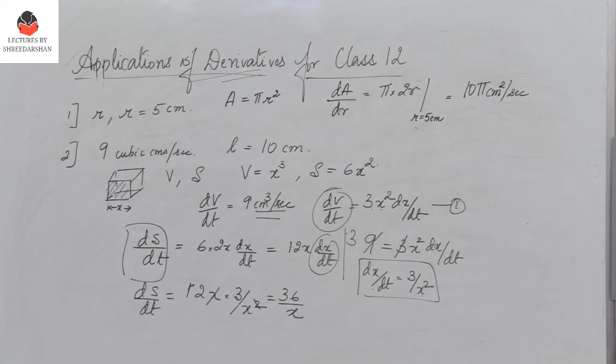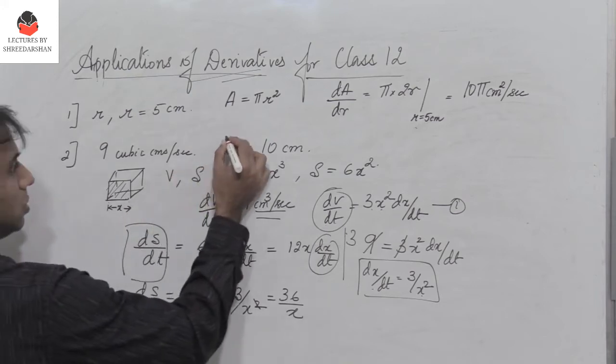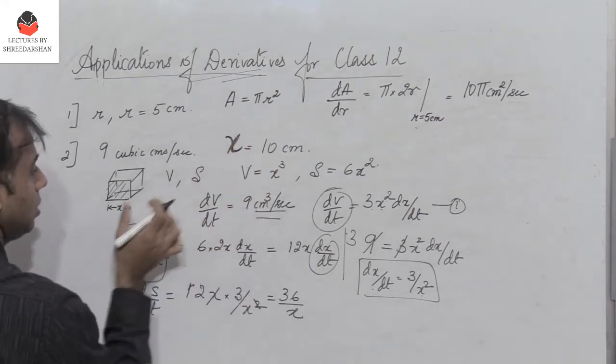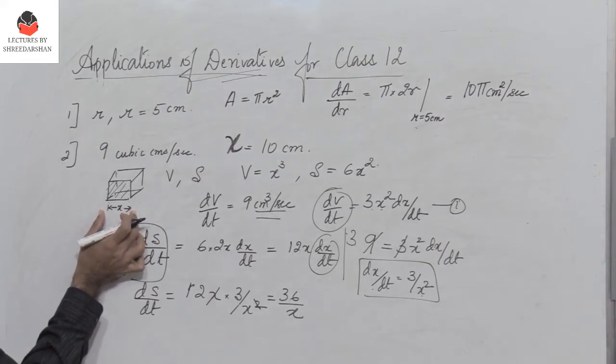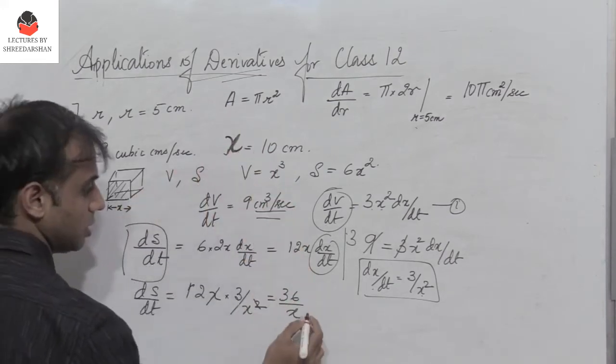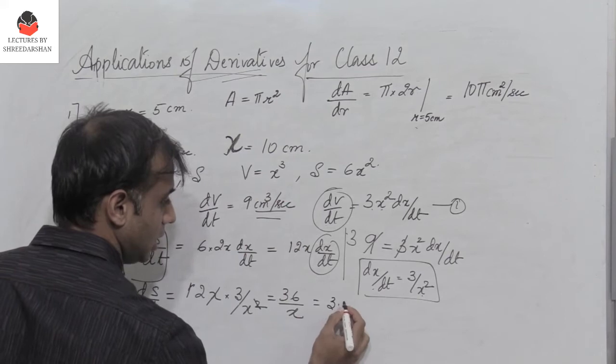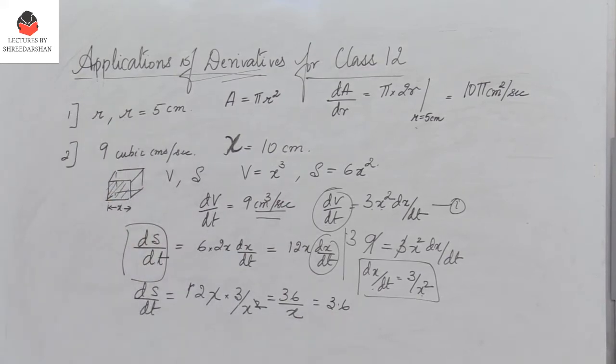Right? So now what about x when the length is 10 centimeters? So I've considered the length, that is the side of the cube, equal to 10 centimeters. So therefore, when it is 10, it is 3.6 centimeter square per second.